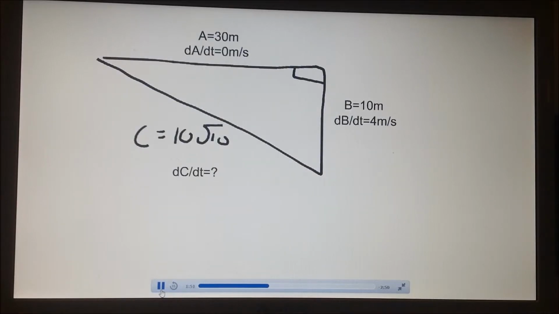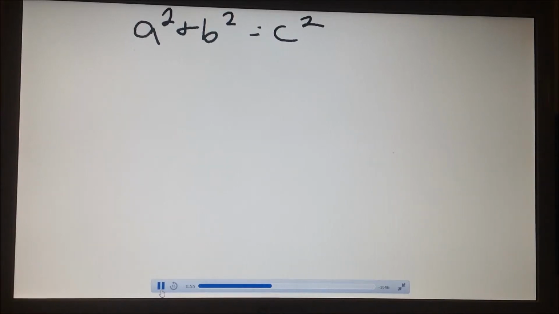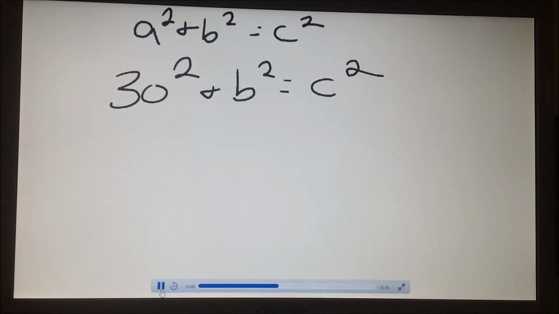Now we need to find the change of distance compared to the time. First thing you're going to do is plug in what is constant. The only thing in this problem that is constant is the 30 meters. For this, you get 900 plus B squared is C squared.